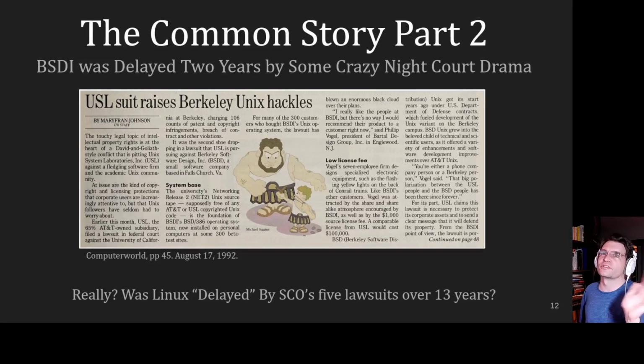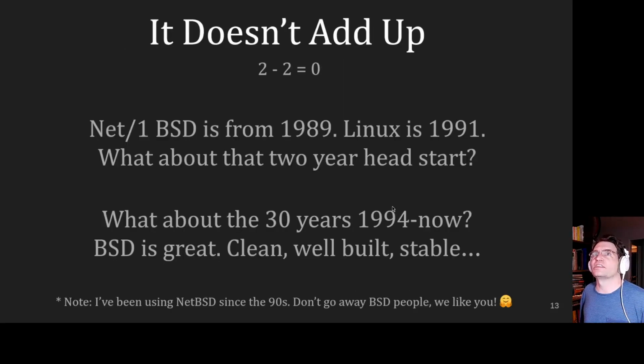And this is what's usually given, but it doesn't make any sense because there was a SCO Linux lawsuit that was around for 13 years, and that really didn't delay Linux. So that really doesn't make any sense. And then you have some BSD math that doesn't really work, because Net1 is from 1989. That was 2 years before Linux. And so they technically got a head start. Bill Joy started BSD in 1976, and so it's a 15-year head start. And then what about the 30 years since then?